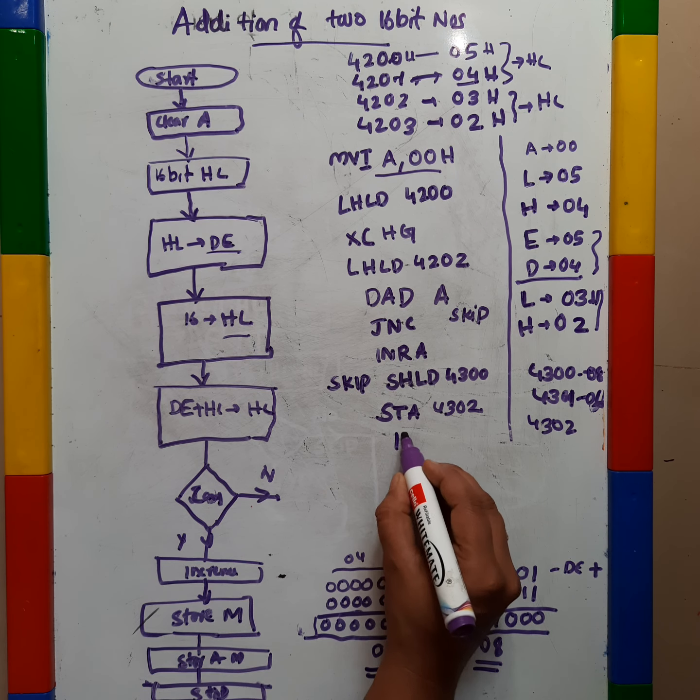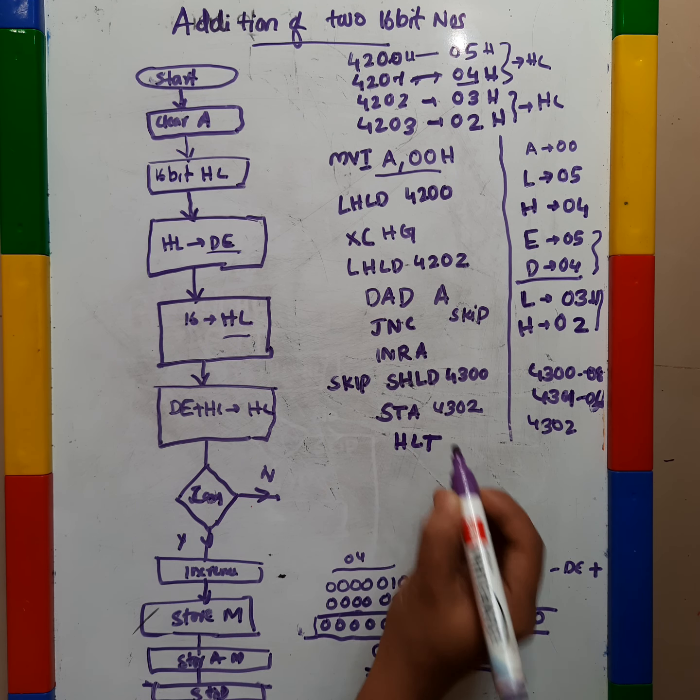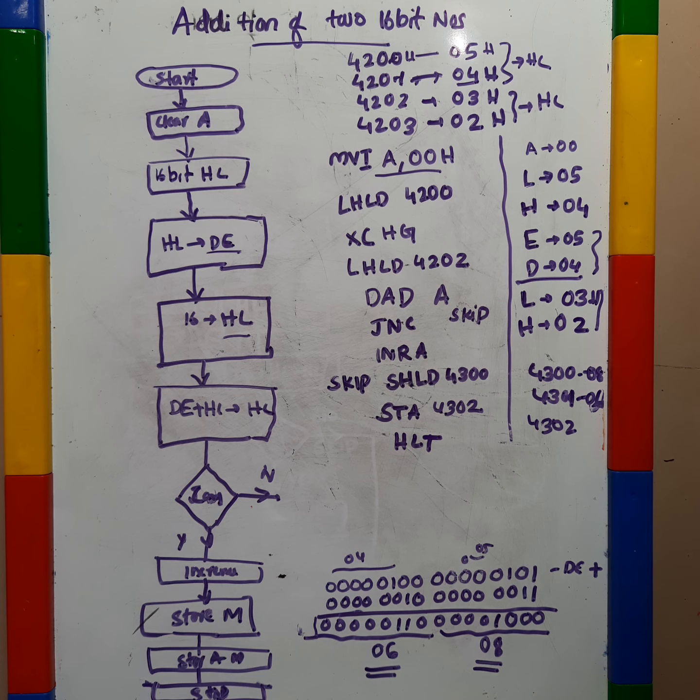And the final step means we have to stop the program. For that we are using the instruction HLT. Okay, this is the program for addition of two 8-bit numbers.